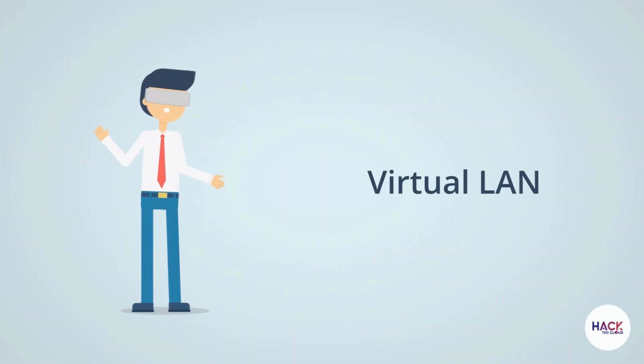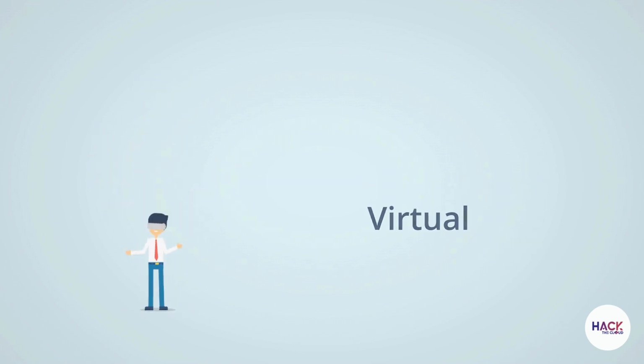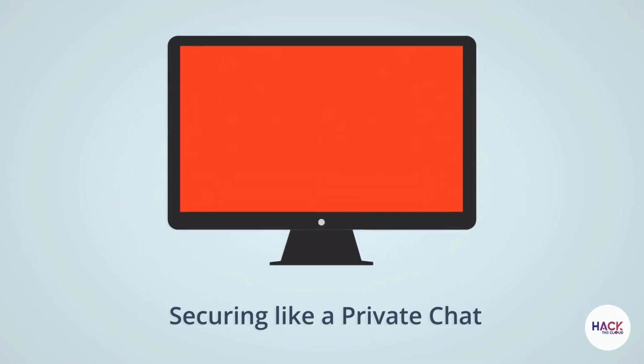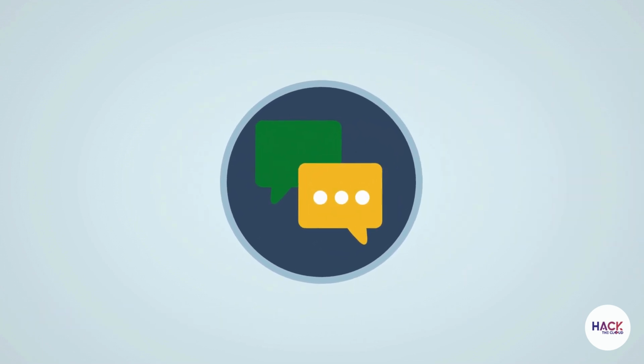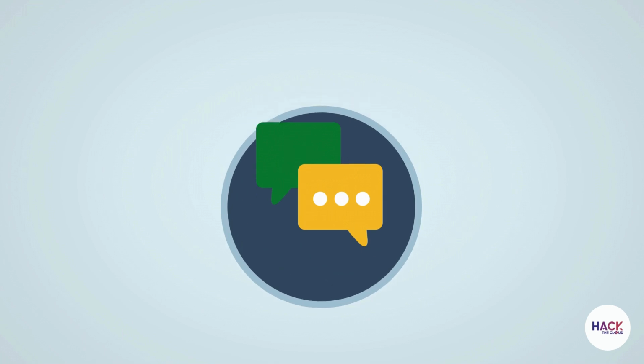Virtual LAN, the digital VIP room. Now, imagine you want to create a private group within your LAN. You create a virtual LAN, or VLAN. It's like having a VIP room at a party, where only the people on your list can join. Even though you're in the same building, the VLAN keeps certain conversations separate from the general crowd. So, even if devices are connected to the same physical network, a VLAN helps keep things organized and secure, like a private chat in a noisy room.